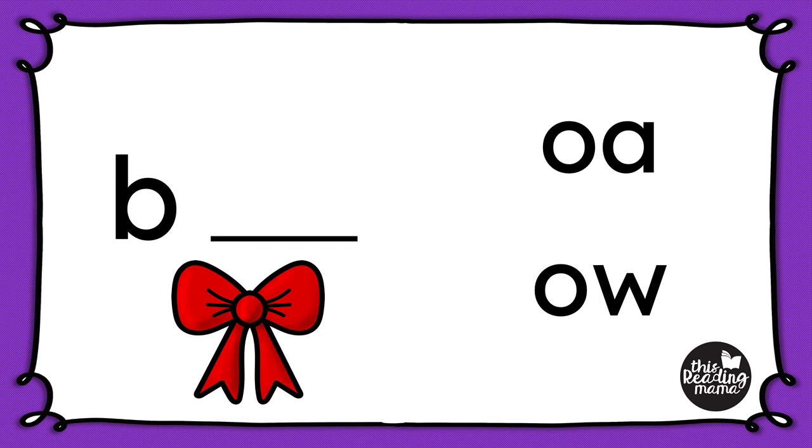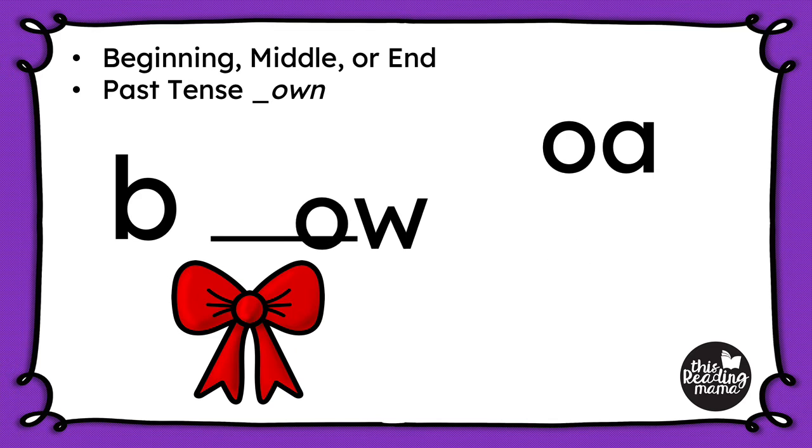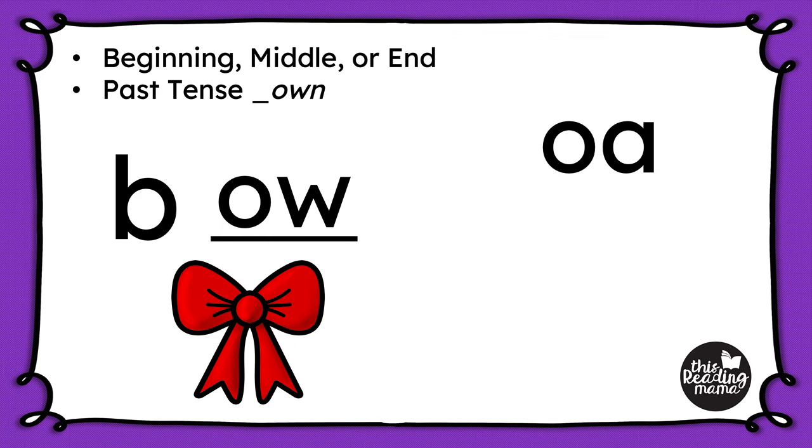Okay, our first word is bow. First, I need to ask myself, where do I hear that long O sound? At the beginning, the middle, or the end of the word? So I'm going to listen for the sound B-O. And I can hear it's at the end of the word. And since the O sound's not in the middle of the word, I don't even need to ask the next question. I already know I need to spell bow with just an OW, not the OA. All right, let's try another word.